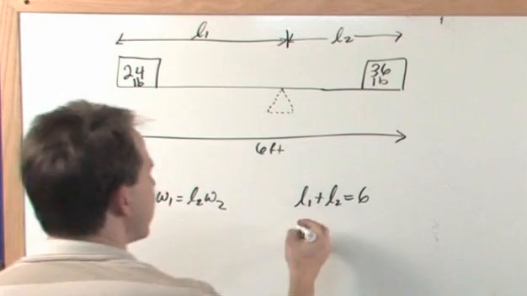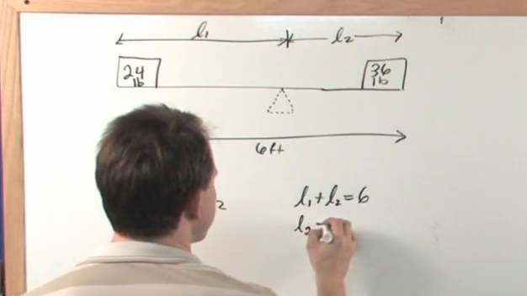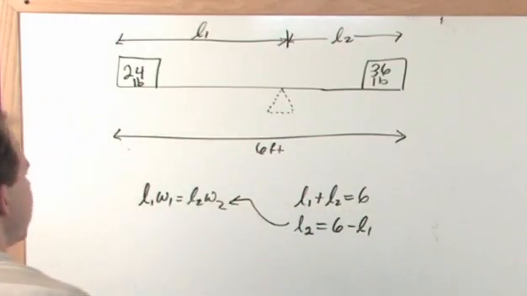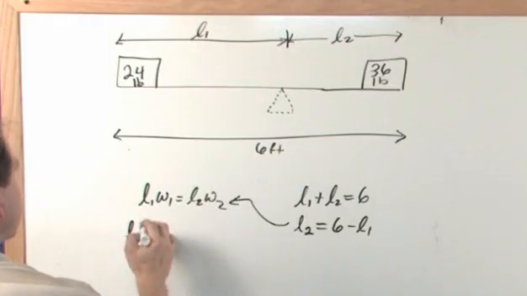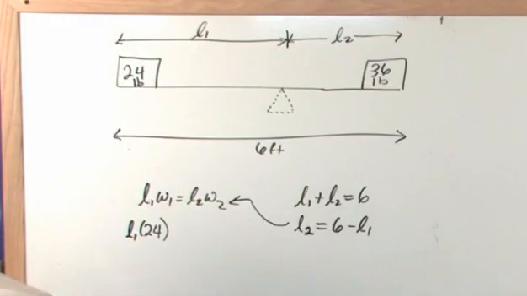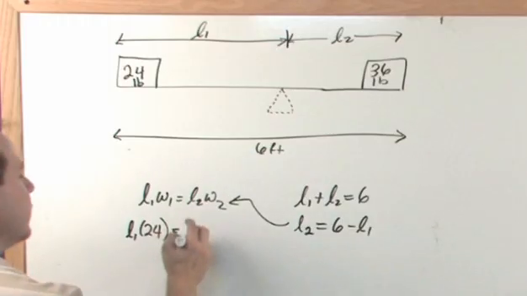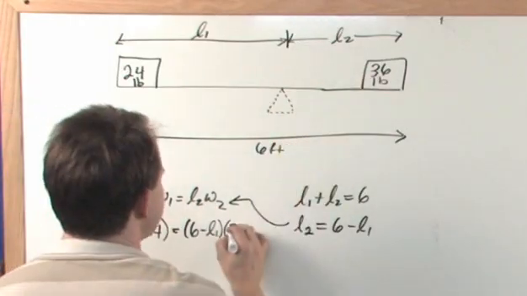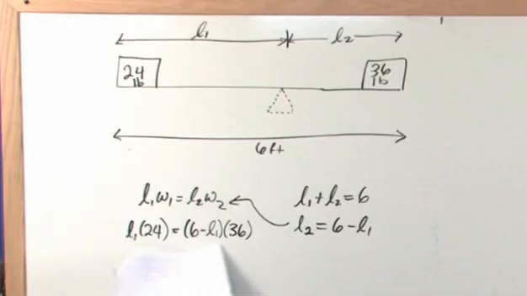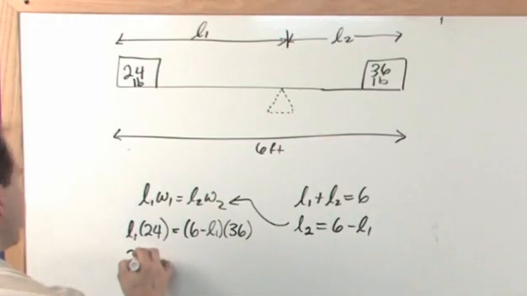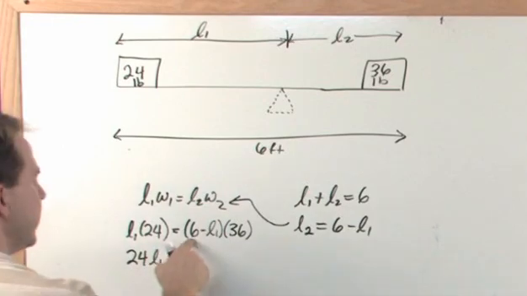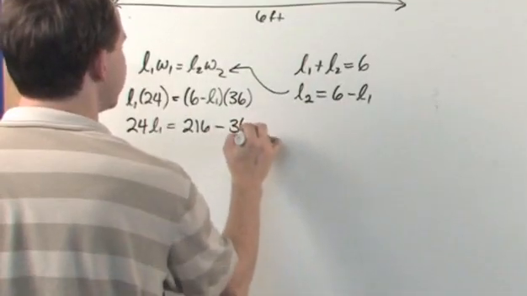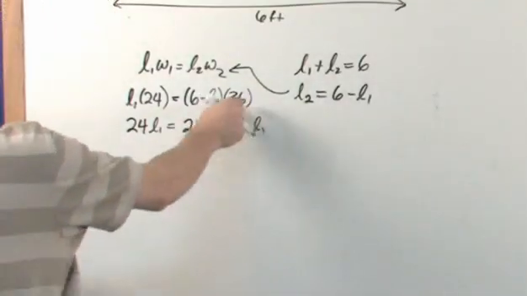So the first thing I want to do is solve this equation for one of these things. I'm going to pick L2 is equal to 6 minus L1. Just subtract L1 from both sides. And then I'm going to plug it right back into here. So L1 times W1, which I know is 24, is equal to L2, which I know now is 6 minus L1, times W2, which is 36. Now I have an equation that only has L1 in it, and that's a good thing. 24L1 is equal to 6 times 36, which is 216, minus 36L1. All I did was distribute the 36 in.